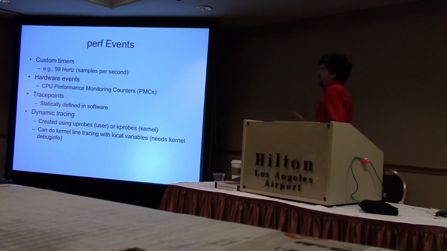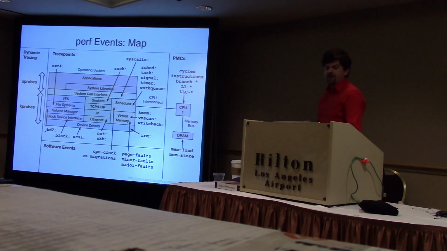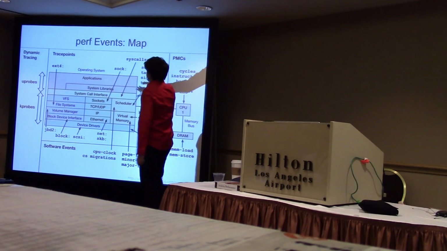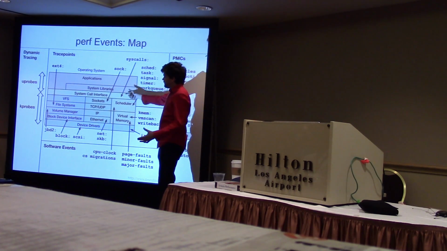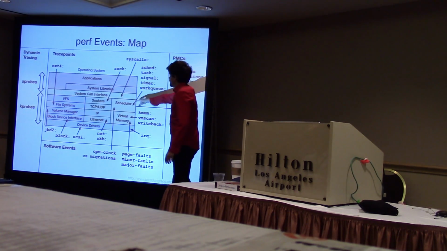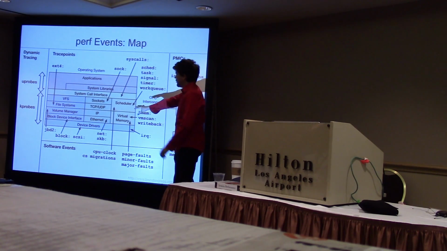The different events we have fall into different categories: custom timers, hardware events, trace points, and dynamic tracing. I've drawn a map to help explain their role. Trace points are groups. We've got a group of syscall trace points to instrument the system call interface, other groups to look inside the kernel and see what it's doing, and so on.